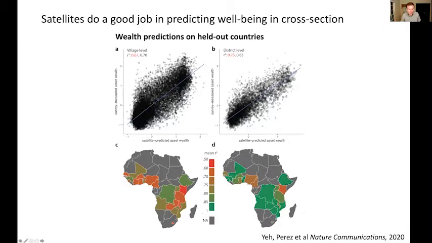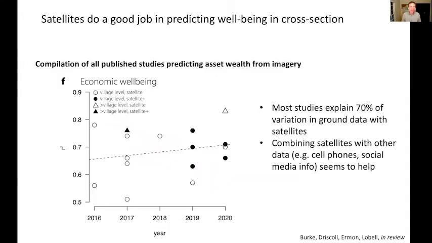Each dot here is an individual village. And again, there's some variation around it, but we explain 70% of the overall variation in asset wealth. If we aggregate up, we do even better. We explain 80 to 85% of the variation. That's consistent with errors canceling.